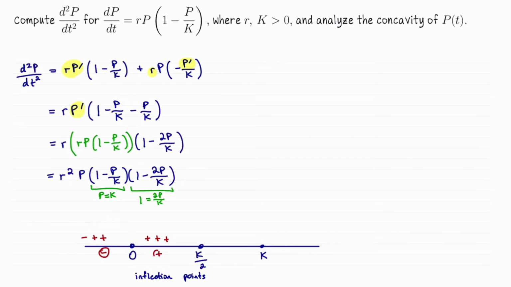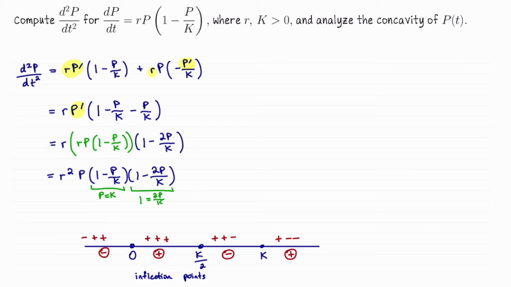So overall, their product is positive. On the other hand, between k over 2 and k, we flip the sign of this third factor. So we're going to have positive, positive, negative, so that overall the second derivative is negative between those second two inflection points. And then when we are greater than k, the middle sign flips so that it's positive, negative, negative. The overall product is positive.